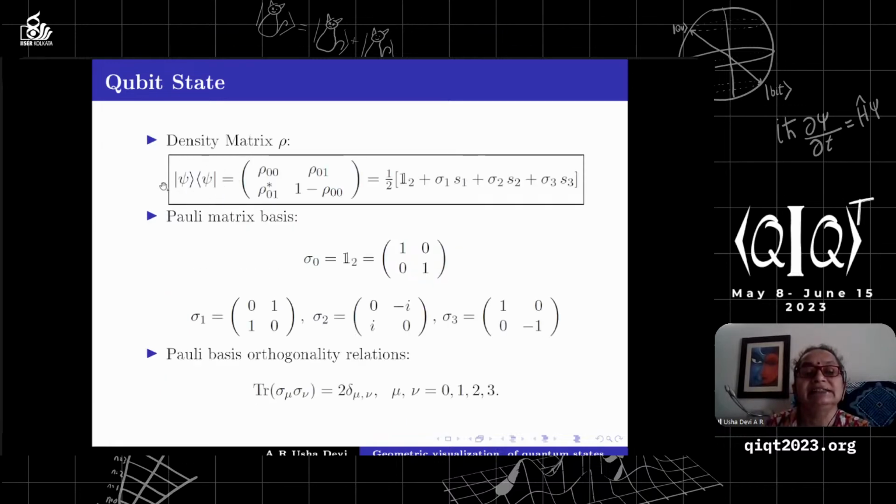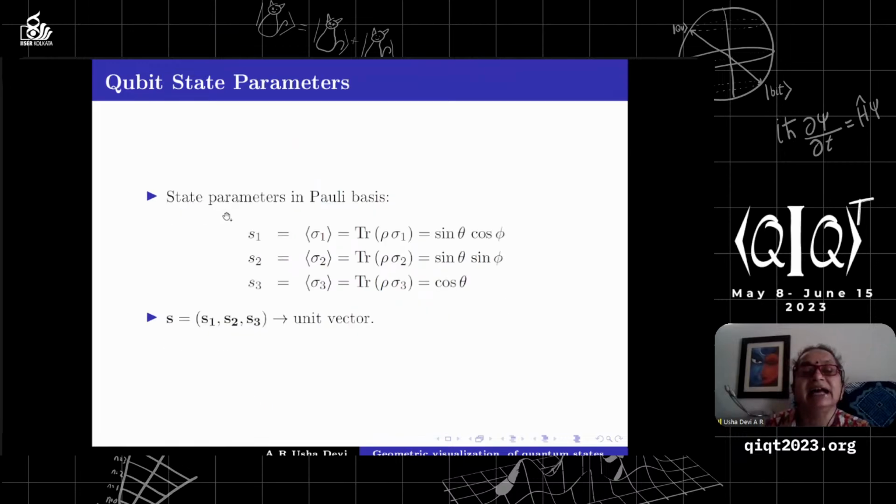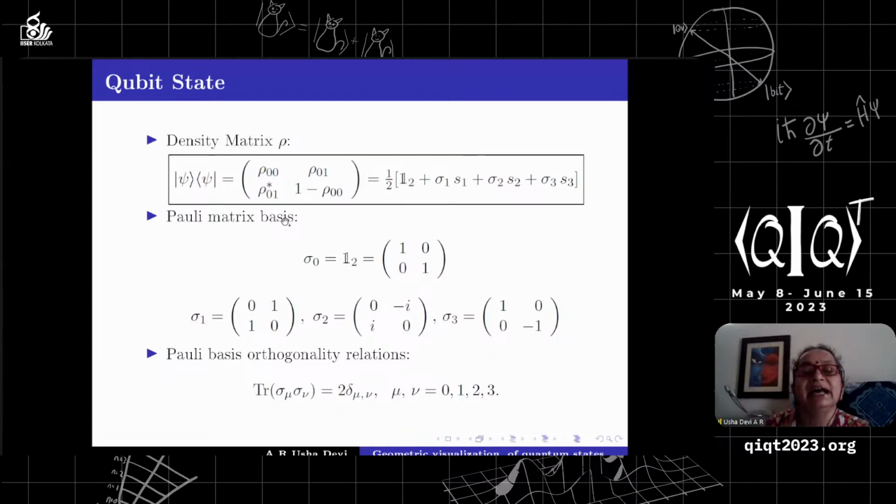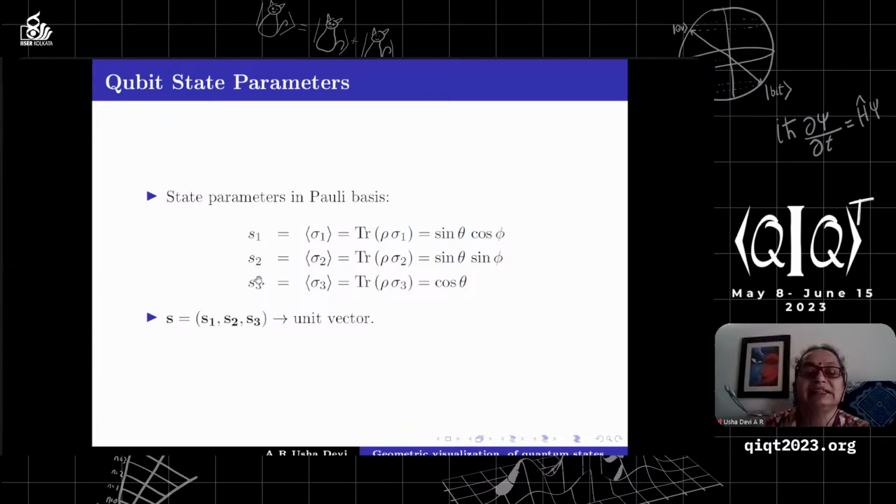A pure density matrix is a projector. If I express it in terms of a matrix basis, that is the Pauli matrix basis, I realize that a density matrix is a vector in matrix space, and it can be expanded using an orthogonal basis given by the Pauli matrices. Once I expand the density matrix in terms of the Pauli matrix basis, I notice that the parameters S1, S2, S3 turn out to be a unit vector.